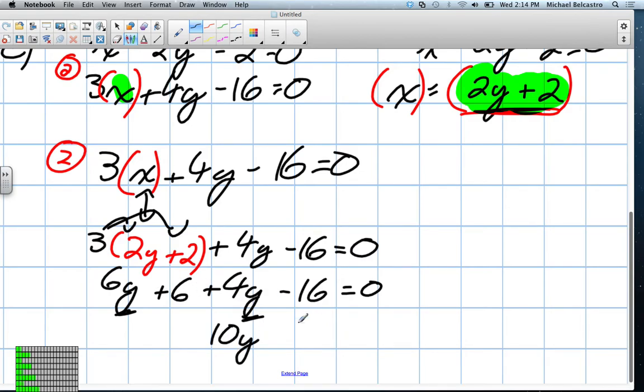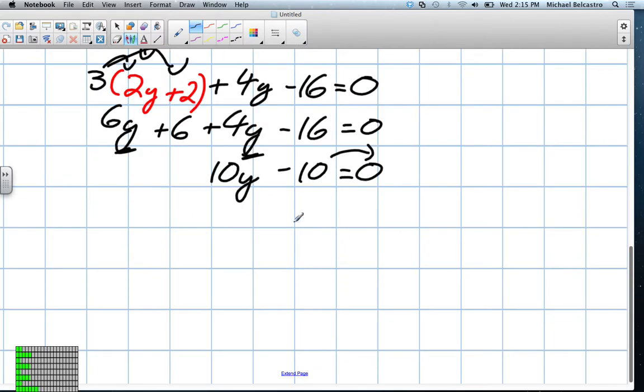And positive 6 and negative 16 will give me what? Negative 10. We're going to move the negative to the other side. 10y is equal to 10. Y is equal to what? 10 divided by 10, which is 1.